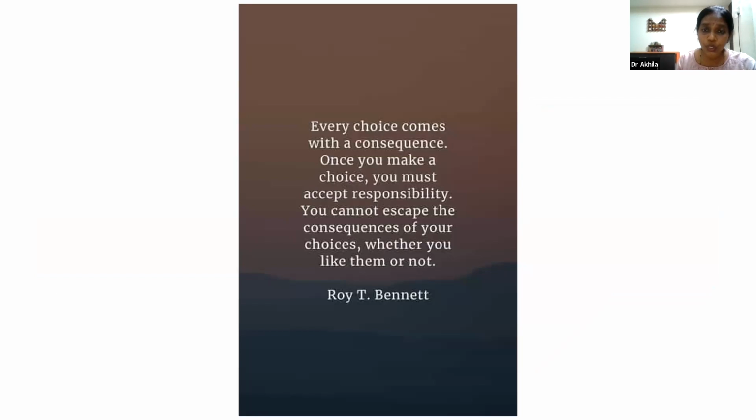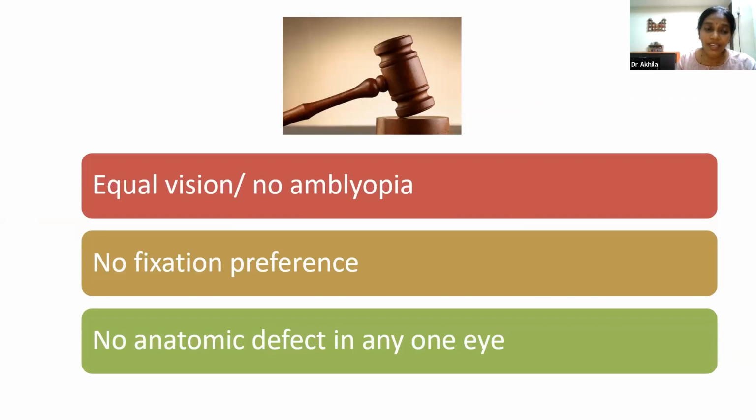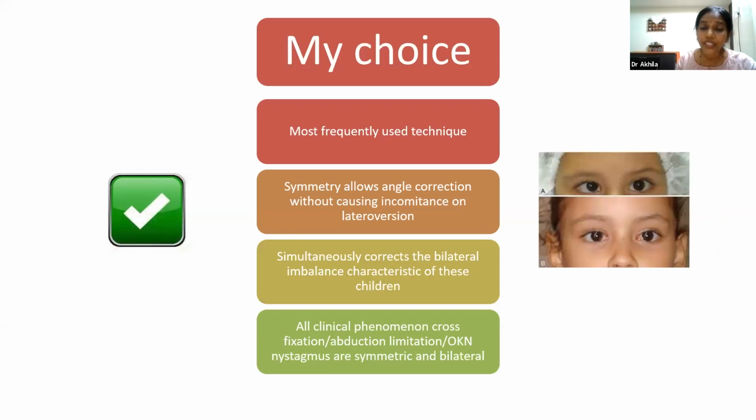Now, when life gives you a choice, every choice comes with a consequence. And once you make a choice, then you must accept the responsibility and you cannot escape the responsibility, whether you like it or not. So with that, you have a child with infantile esotropia, moderate angle, a child who has equal vision, and there is no amblyopia, no particular fixation preference, and there is absolutely no anatomic defect in any one of the eyes. I think most of us would agree that the preferred choice would be a bilateral medial rectus recession. Well, that would be my choice as well.